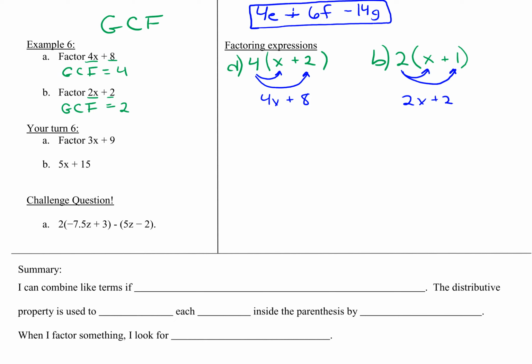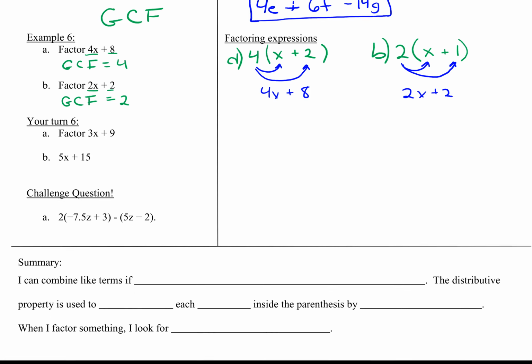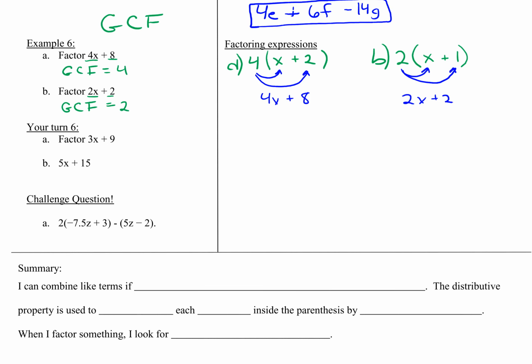All right, go ahead and pause the video here and try the Your Turn 6 problem. Okay, let's go ahead and recap. So the greatest common factor of 3x and 9 would be 3. So that's going to go on the outside of my parentheses. 3x divided by 3 would be just 1x. And 9 divided by 3 would be 3.